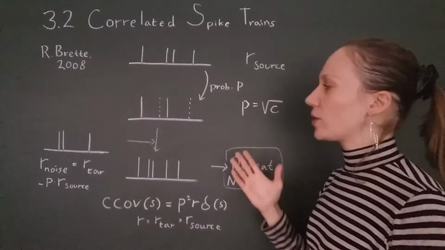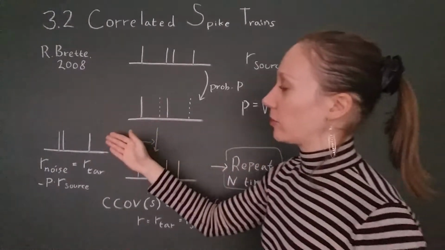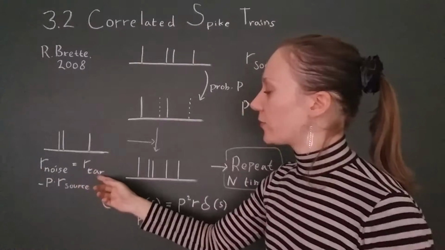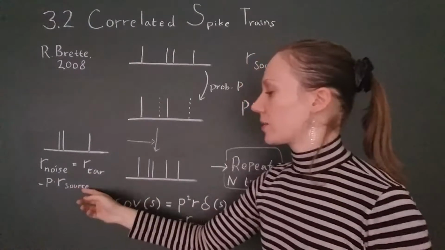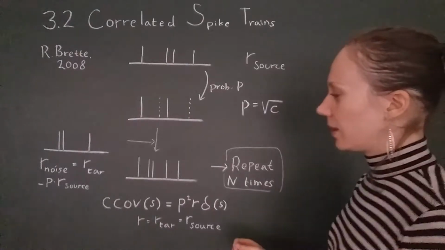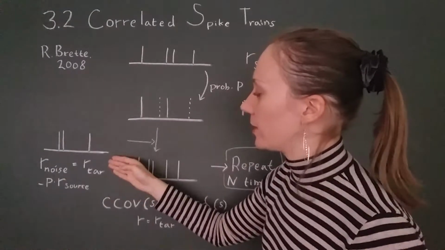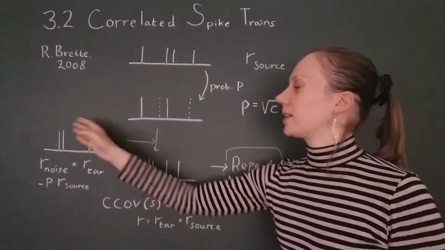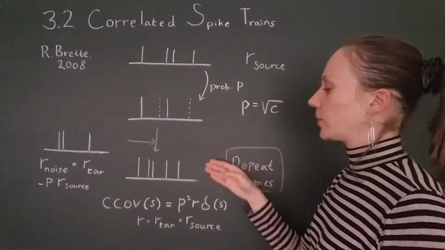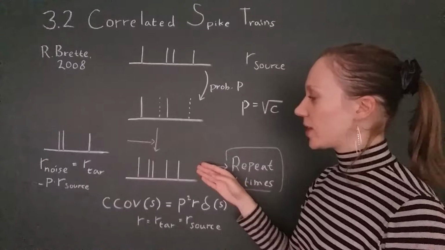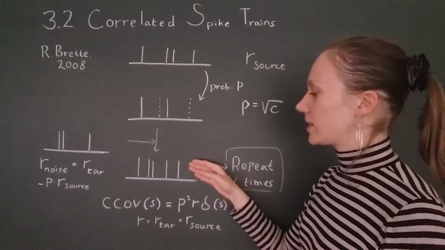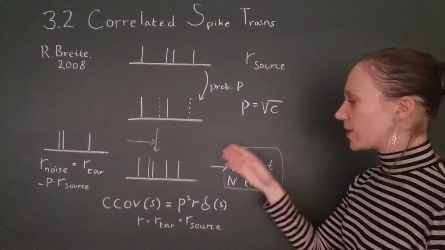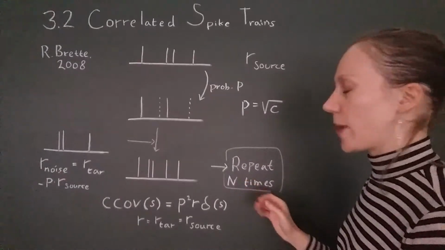In order to compensate for the loss of spikes, we take another Poisson spike train here with firing rate R noise, which depends on the target firing rate we wish to achieve, P and R source. In this case, we take the target firing rate to be the same as R source. We then simply add these spikes to our new spike train and obtain the final spike train, which in itself is still Poisson, but is now instantaneously correlated to the original source spike train. You can repeat this process as many times as you like, for all the spike trains you need.